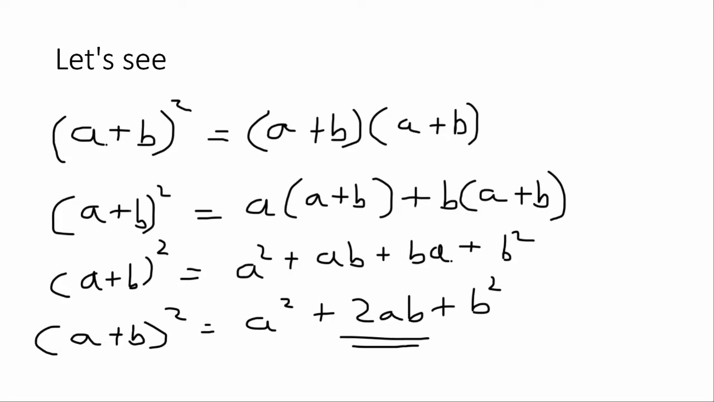Multiplying out the brackets, we get a times all of a plus b, plus b times all of a plus b. And using the distributive property of multiplication, we can distribute this out again to say a times a plus b is equal to a squared plus ab, and b times a plus b is equal to ba plus b squared. Lastly, we can simplify this to a squared plus 2ab plus b squared. And it's this 2ab in the middle that causes all the problems.